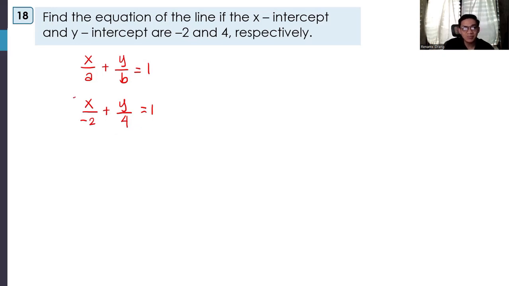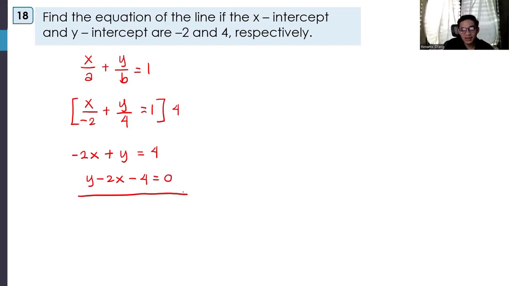So simplify na lang po natin. Let us multiply everything by our greatest common denominator, which is 4. So, magiging 4 divided by negative 2 is negative 2x plus 4 divided by 4 is 1. So, y na lang. Equals 1 multiplied by 4 is 4. So, rearrange natin class, magiging y minus 2x. Lipat natin si 4 sa kabila, magiging negative 4 is equivalent to 0. And that is our final answer.